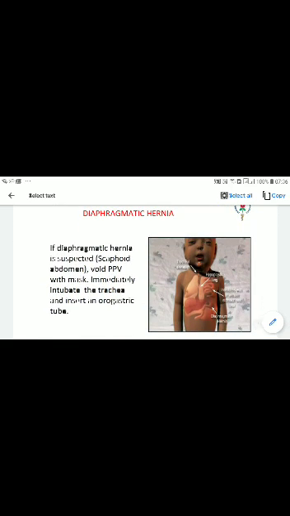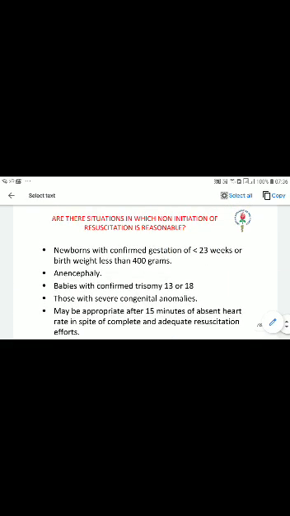Diaphragmatic hernia is diagnosed when there is a scaphoid abdomen in a baby with respiratory distress. Here, immediately intubate the trachea and insert an orogastric tube. And this is the last slide of my presentation.